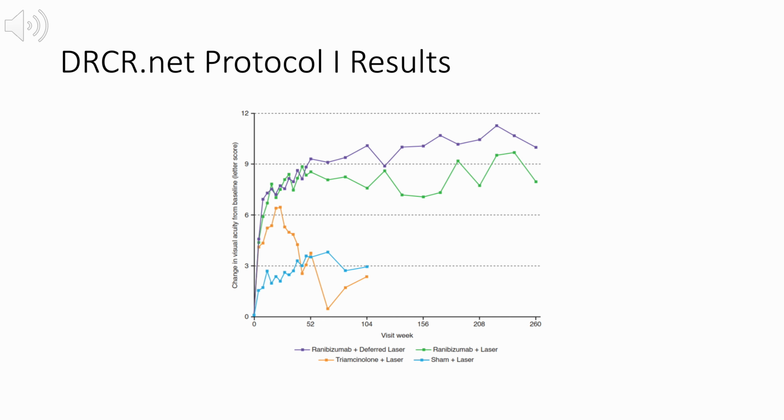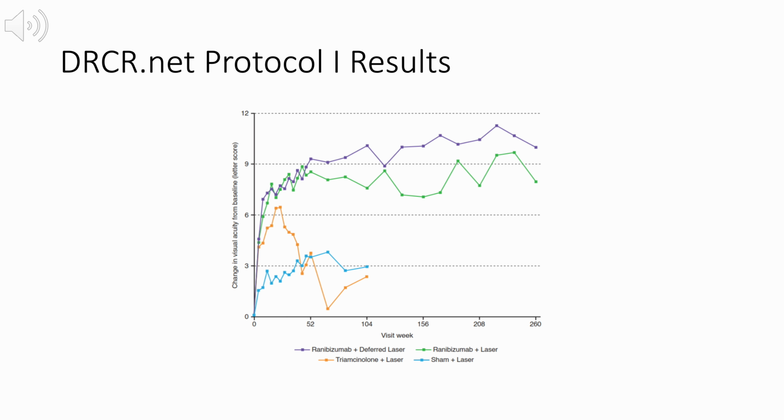This slide presents the outcome data from Protocol I graphically, and it is worth walking through both figures. The figure is a table of outcomes stratified by treatment group, listing the 4 study arms: sham injection plus prompt laser, ranibizumab plus prompt laser, ranibizumab plus deferred laser, and triamcinolone plus prompt laser, with their associated mean change in letter score.